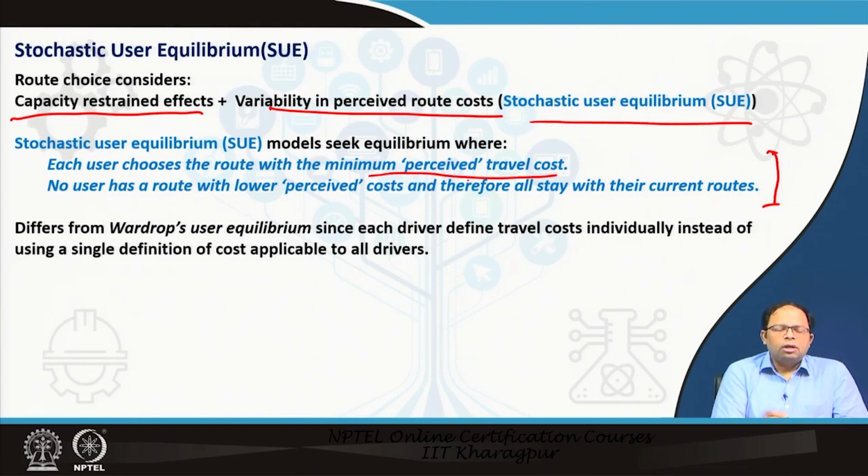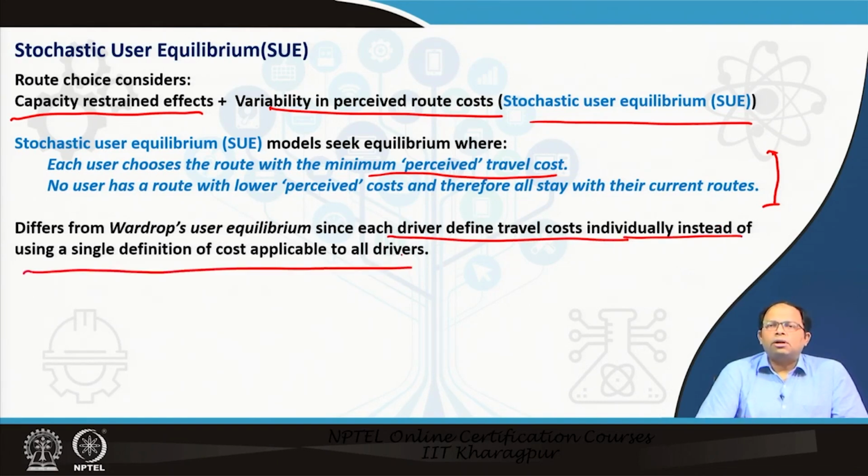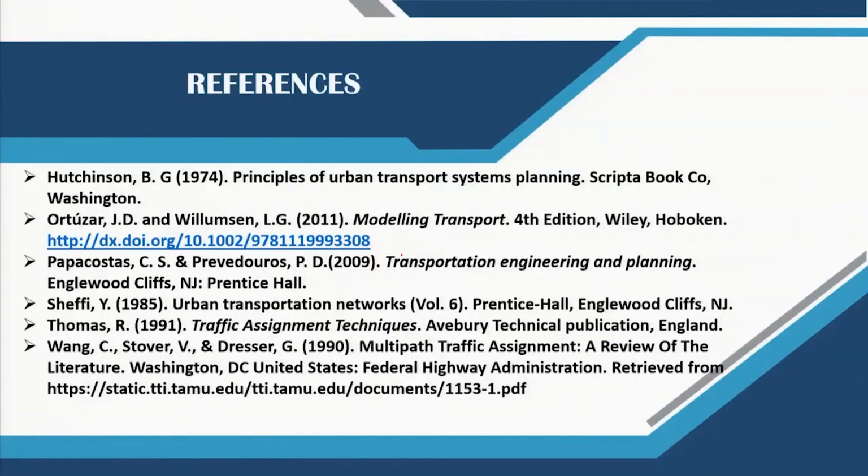That is how stochastic user equilibrium varies from normal user equilibrium, and this differs from Wardrop's user equilibrium since each driver defines travel cost individually instead of using a single definition of cost applicable to all drivers, which was in our Wardrop's first principle. So, these are some of the references you can study.